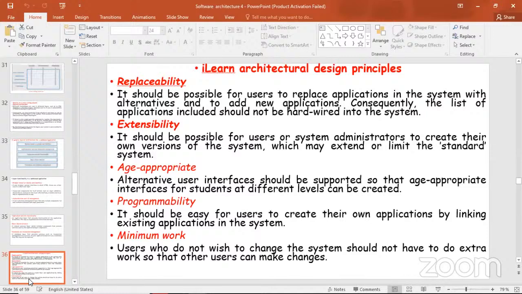Consequently, the list of applications included should not be hardwired into the system. Extensibility: it should be possible for users or system administrators to create their own version of the system, which may extend or limit the standard system. Age appropriate: alternative user interfaces should be supported so that age-appropriate interfaces for students at different levels can be created.